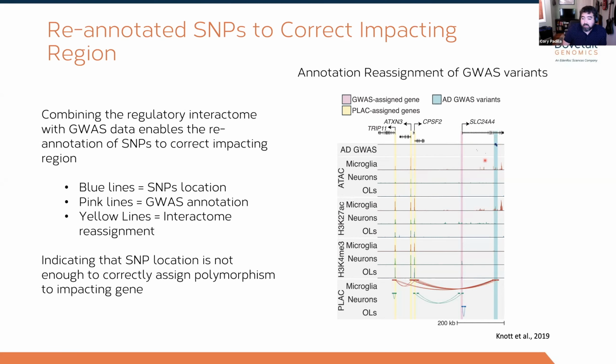What we're actually seeing here is that if we look at the interactome data, that 3C data type, we can see that this SNP is actually very much linked to these genes over here, the TRIP, the ATXN, and the CPSF, right? And what we actually don't see is any indication that these SNPs interact with the promoter of SLC, right? And so this is very clearly a misannotation of what this SNP is actually doing. And what we think that it's doing is that the SNP is actually impacting the enhancer location or the ability for these enhancers to occur at this region.